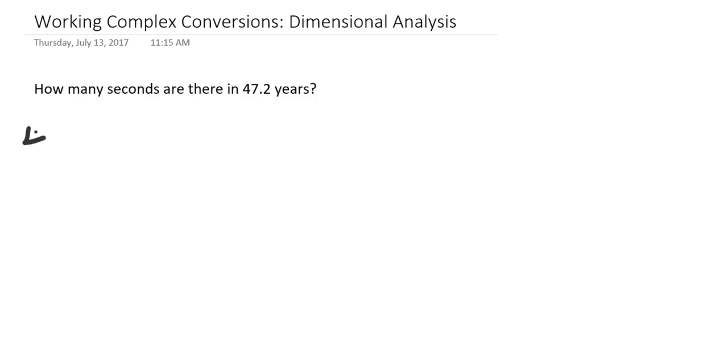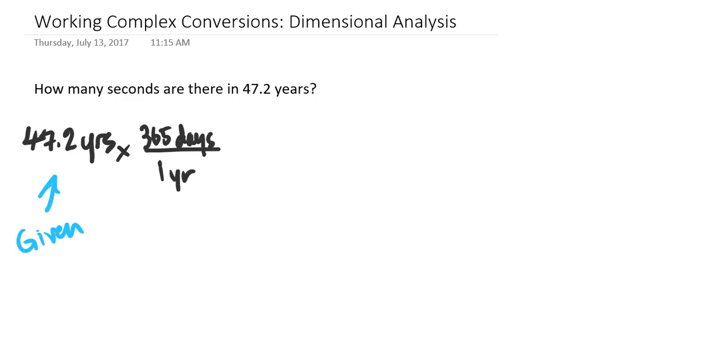Whenever I set up a dimensional analysis problem, the first thing I do is write out the given information that's provided in the problem that I'm going to use as a starting point to solve the problem. In this particular case, it would be 47.2 years. Now, I do know, if I consider the time unit of years, that in 1 year, there are 365 days.